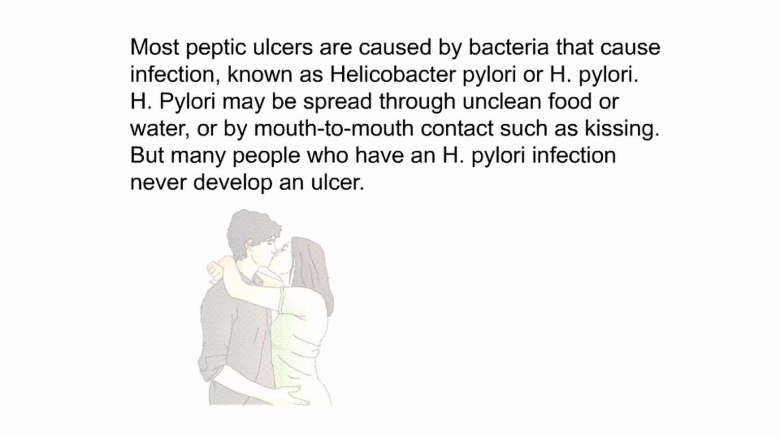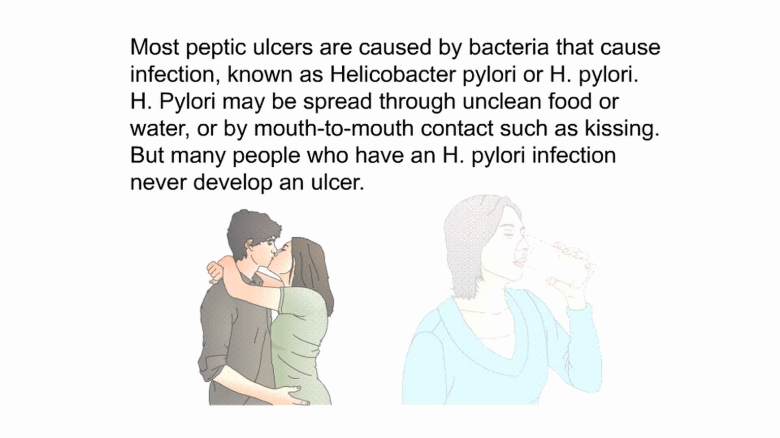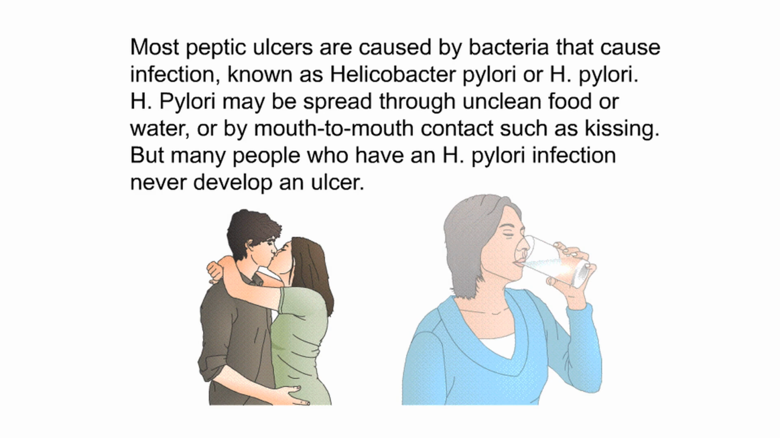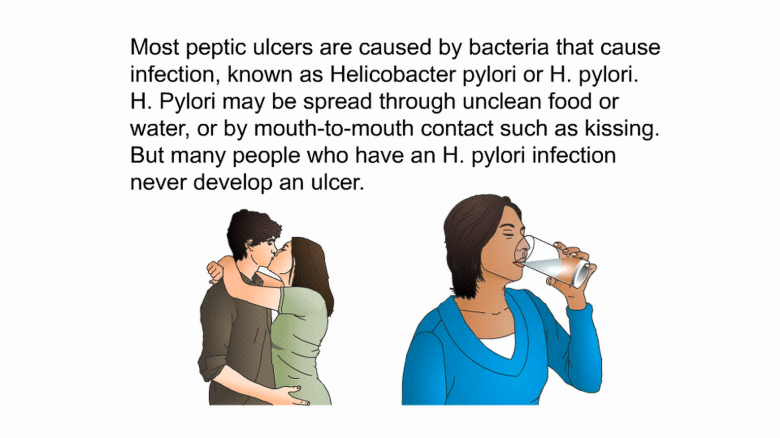Most peptic ulcers are caused by bacteria that cause infection, known as Helicobacter pylori or H. pylori. H. pylori may be spread through unclean food or water, or by mouth-to-mouth contact, such as kissing. But many people who have an H. pylori infection never develop an ulcer.